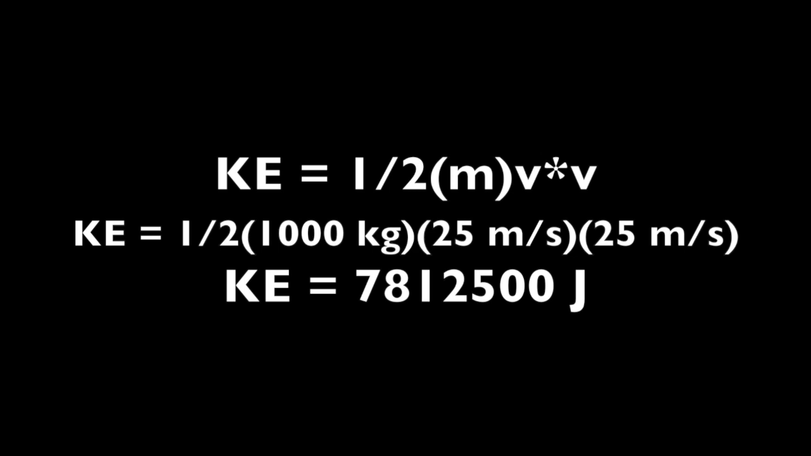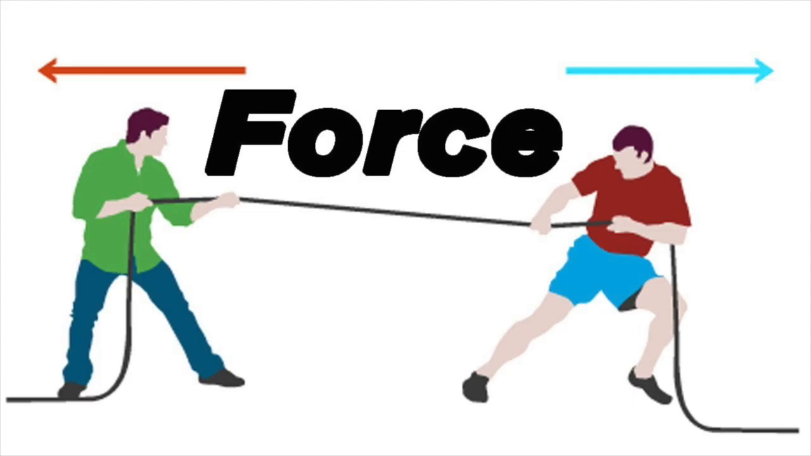Now, let's say we want to find the kinetic energy of this ride given its velocity of 25 meters per second. We can use this velocity and the same mass from the last problem and plug them into the equation KE equals 1/2 mass times velocity squared. The final kinetic energy you will get is 7,812,500 joules.